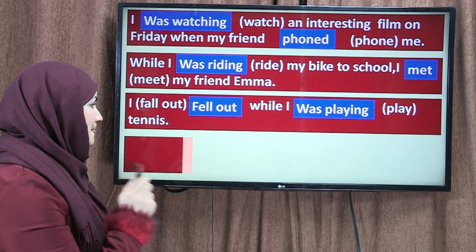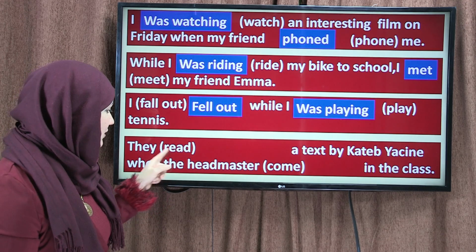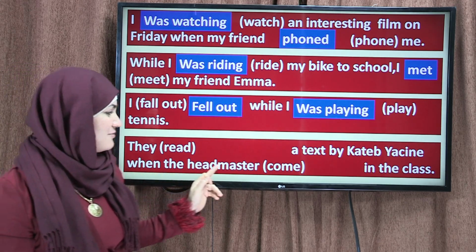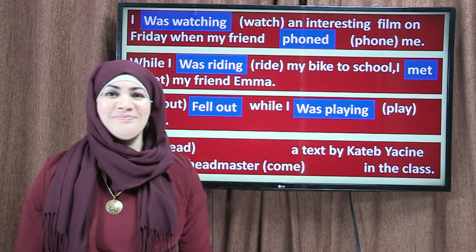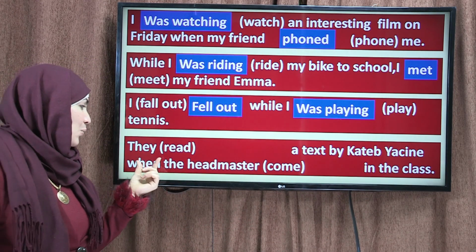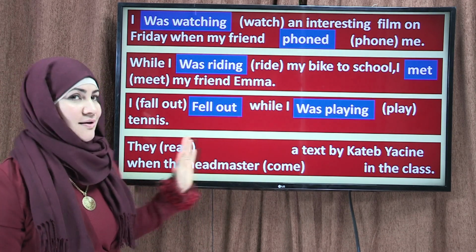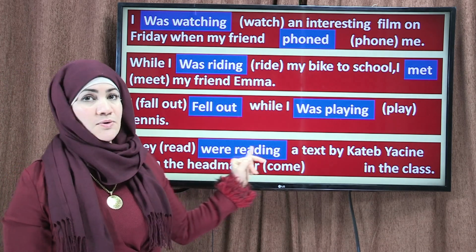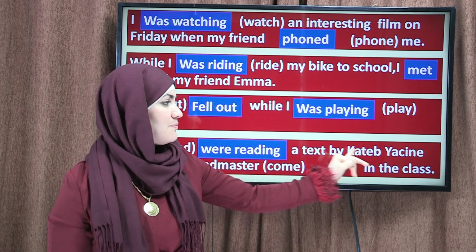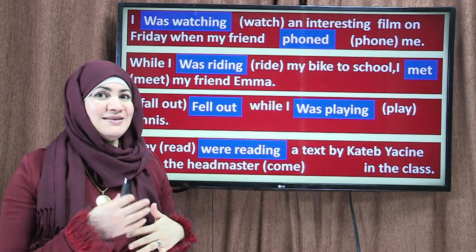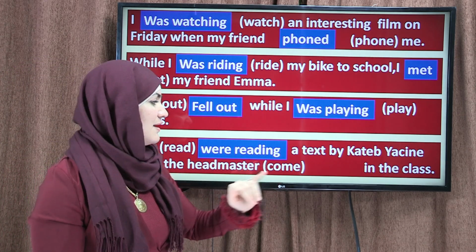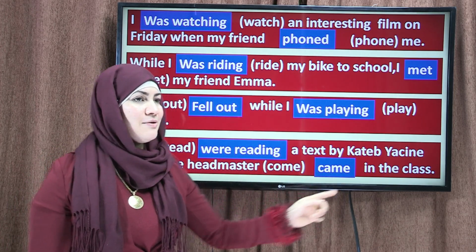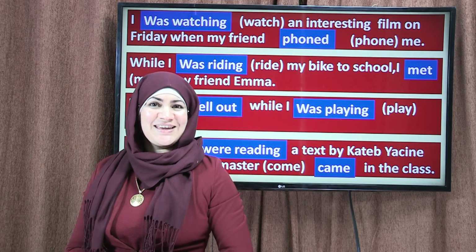The last sentence. They read a text by كاتب ياسين when the headmaster came in the class. The same as number one. When comes in the middle of the sentence. Yes, we say, yes, very good. Past continuous. We say they were reading. They were reading a text by كاتب ياسين. After when? Yes, past simple. Very nice. When the headmaster came. It is irregular verbs too. هذا أيضا فعل غير منتظم يتغير إلى came. When the headmaster came in the class.